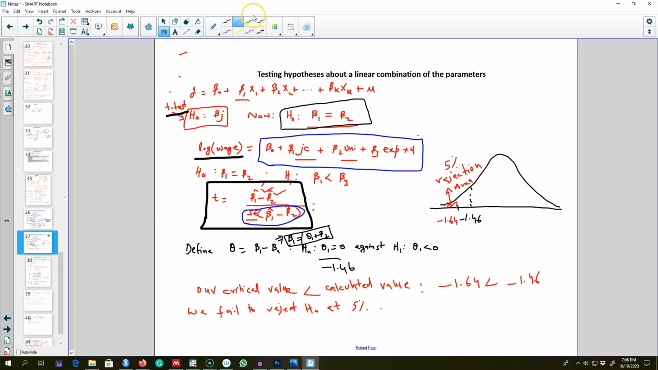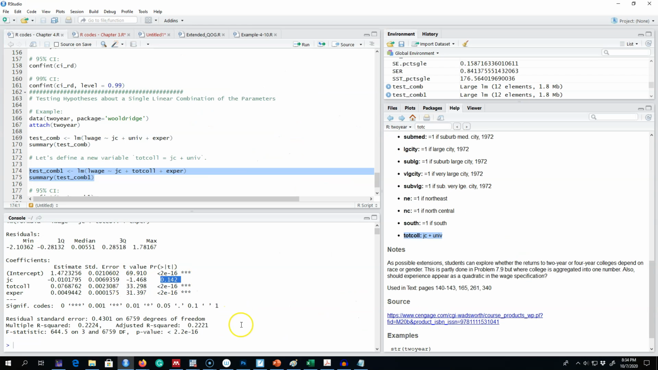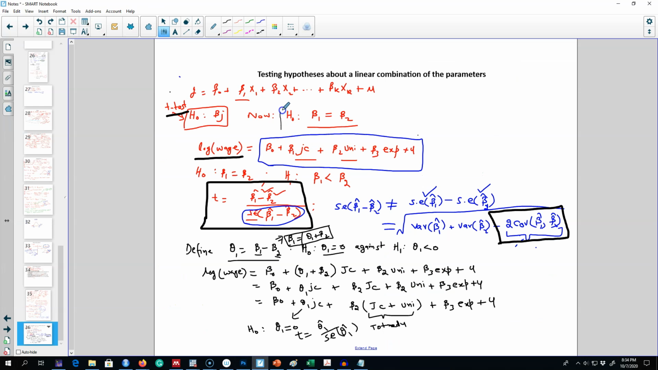Now this is the 5% value. If we choose a different significance level, now our rejection region is this. This is our critical t-value at 10%. We are rejecting our null hypothesis at 10%, but we fail to reject our null hypothesis at 5%. And if we calculate our p-value, then we will reject our null hypothesis at 7%. So based on this, we can conclude that returns to education are identical across junior college and university education because we do not have strong evidence against this null hypothesis.